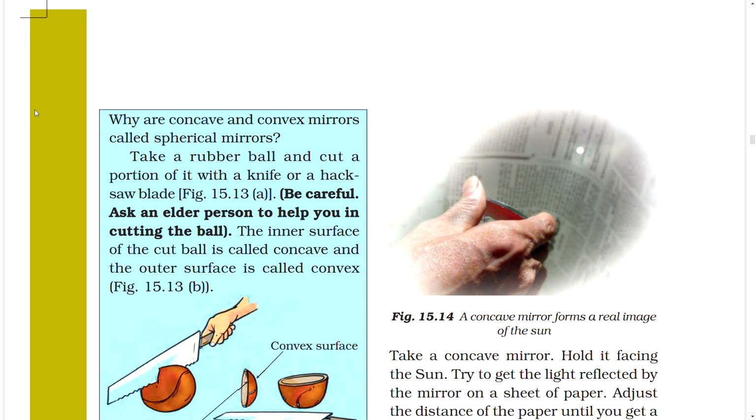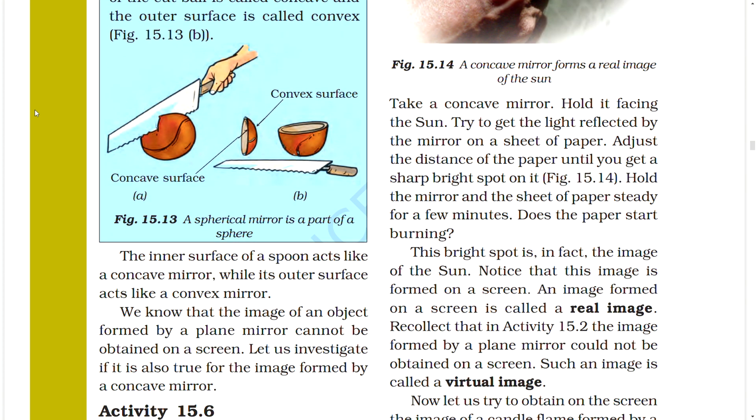Figure. A concave mirror forms a real image of the sun. Take a concave mirror, hold it facing the sun, and try to get the light reflected by the mirror on a sheet of paper. Adjust the distance of the paper until you get a sharp bright spot on it. Figure: hold the mirror and the sheet of paper steady for a few minutes. Does the paper start burning? This bright spot is, in fact, the image of the sun.